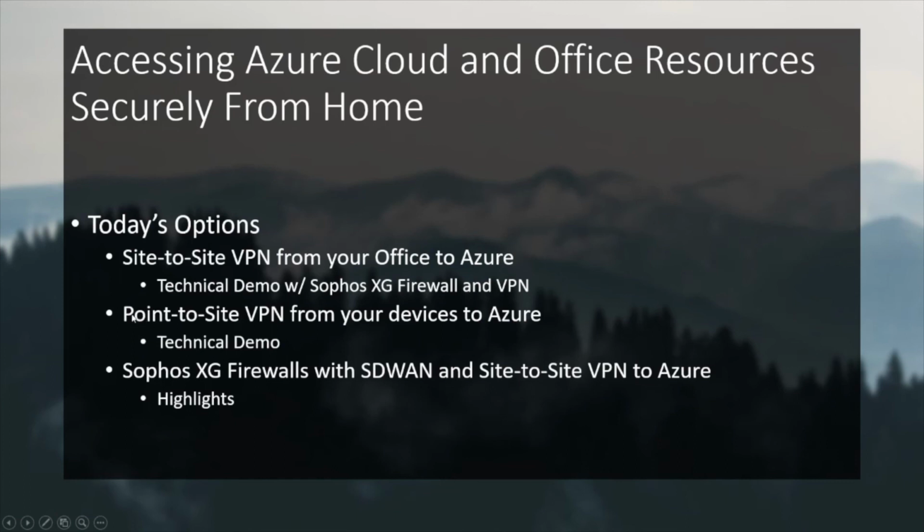And then the second option you have is a point-to-site. So instead of your users having to VPN to your office and then up into Azure, through your site-to-site VPN, you have the ability to provide a point-to-site connection directly from your devices into the Azure cloud. This is very useful if you don't have existing VPN infrastructure. If you don't have a site-to-site already set up within Azure, it's super quick to set up, very simple, and you can make it as robust as you want it to. So we'll provide a technical demo on that as well.